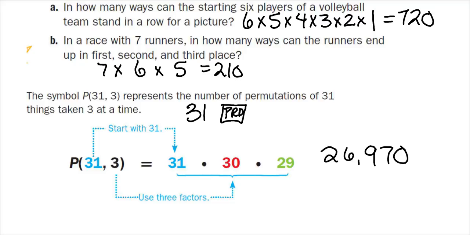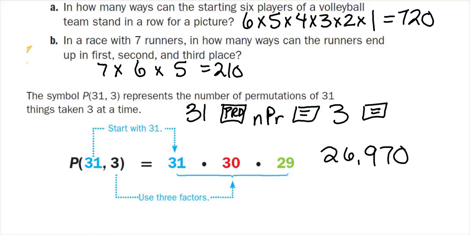Okay, you're going to select the one that says NPR. Okay, that's the permutations button. So you click that, and then click enter, which is equals. Then we're going to type in the other number, which is 3. And then you're going to hit equals again. All right, and when you do that, it tells you that it's 26,970.